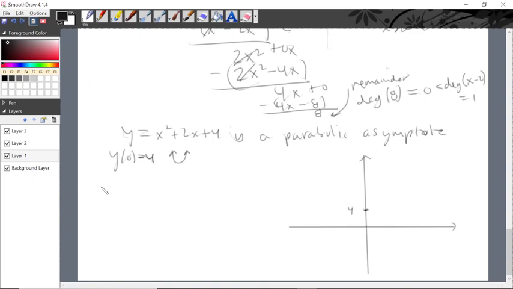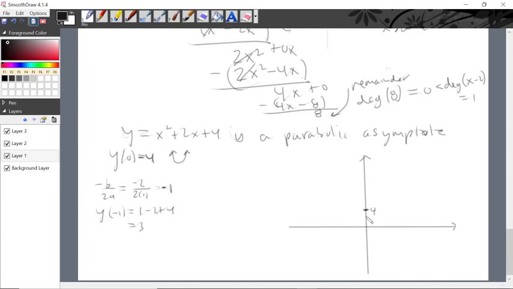Okay, and we also have the vertex of our asymptote, negative b over 2a. That would be negative 2 over 2 times 1, which is negative 1. And y of negative 1 is going to be 1 minus 2 plus 4, 5 minus 2, which is equal to 3. So we have a point at negative 1, 3. Okay, there you go. This is 4.